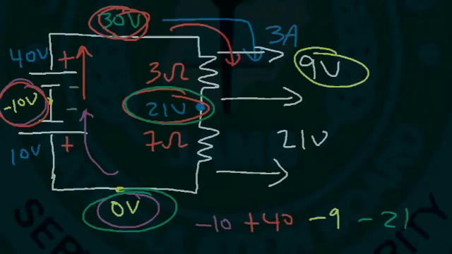Negative 10 plus 40 is negative 30. No, I take that back. Negative 10 plus 40 is positive 30. Positive 30 minus 9 is 21, and 21 minus 21 is 0. So, in all cases, the voltage sum must be 0 anytime you go in a complete circle around the circuit.